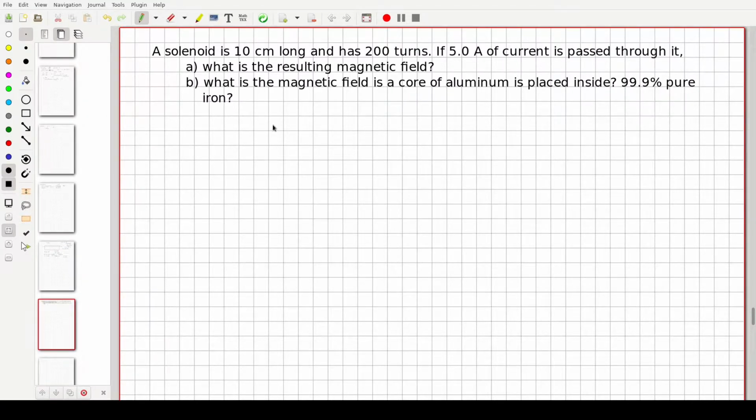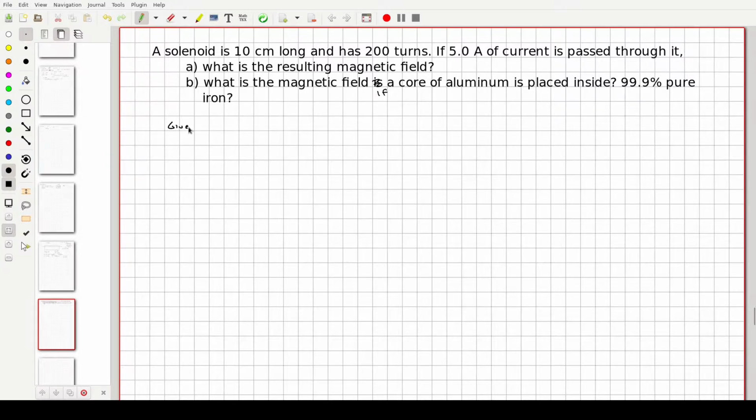So we have a solenoid here that's 10 centimeters long and has 200 turns to it. If half an amp of current is passed through it, what I'd like to know is what's the resulting magnetic field, and what is the magnetic field if a core of aluminum is placed inside. Now, we're also going to look at a slab of 99.9% pure iron. There's a reason for that. I'm going to talk about that in a moment. So this is actually a pretty easy problem.